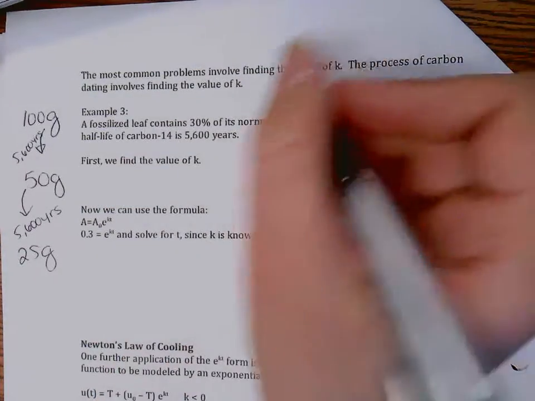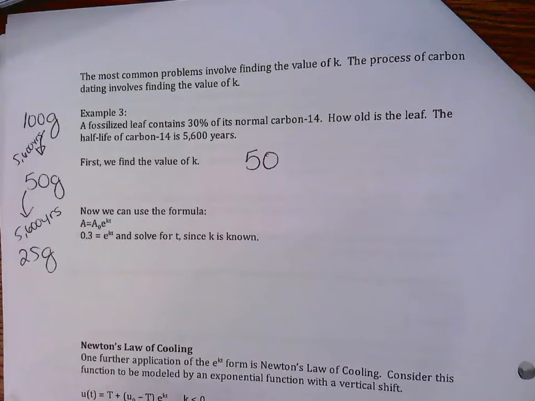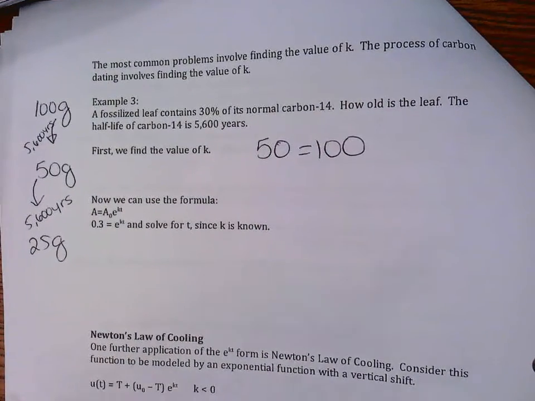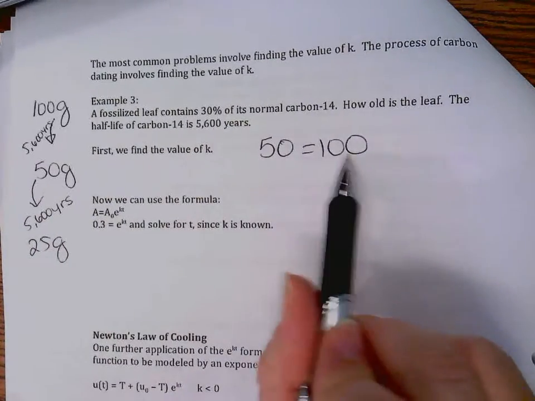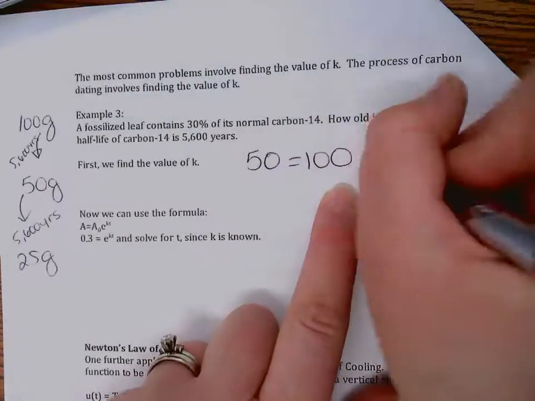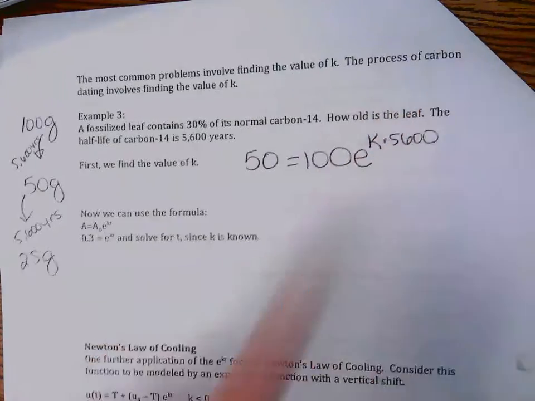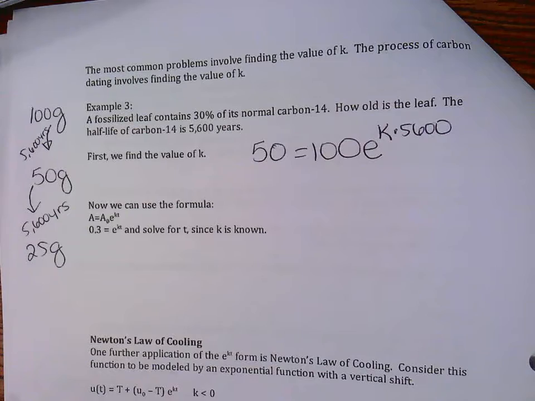We are going to pick 50 as our end result and 100 as our starting point. It doesn't tell us how much we have. You can pick any number here that's half as much because it's a half-life problem. e, I don't know k, but they told me that 5,600 years was the amount of time it would take. I have to solve that for k.